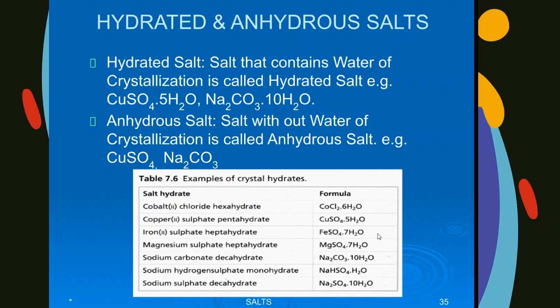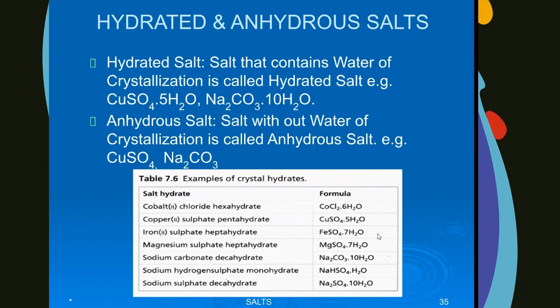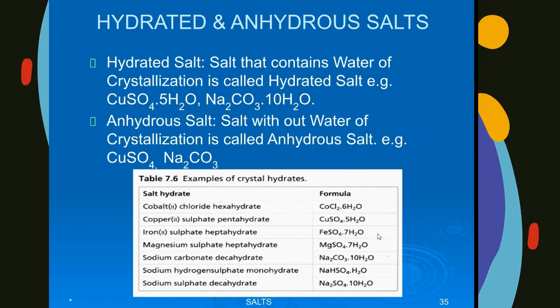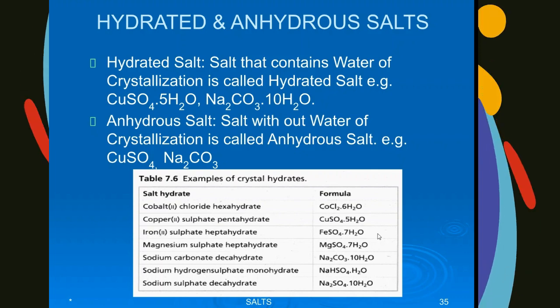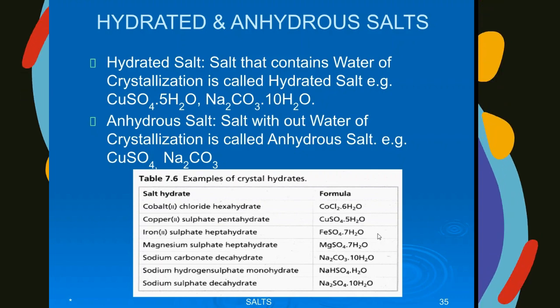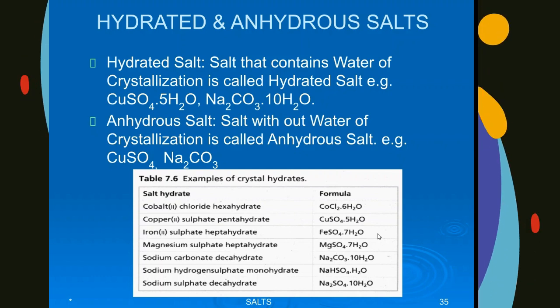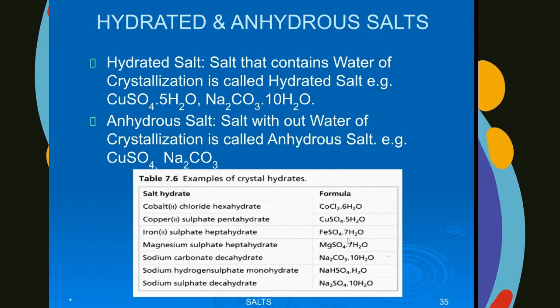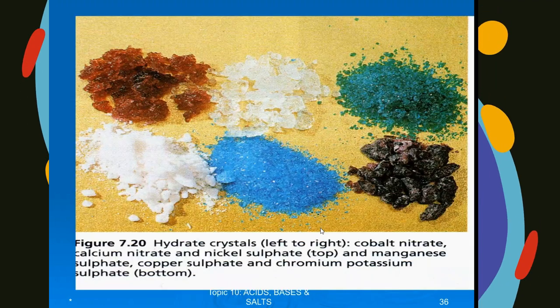Now the second one, unhydrated salt, right? Opposite to hydrated salt, it means absence of water. A salt without water of crystallization is called an unhydrated salt. So examples are CuSO4, Na2CO3. You will have some crystal hydrates. Salt hydrate means water containing, which you can read.